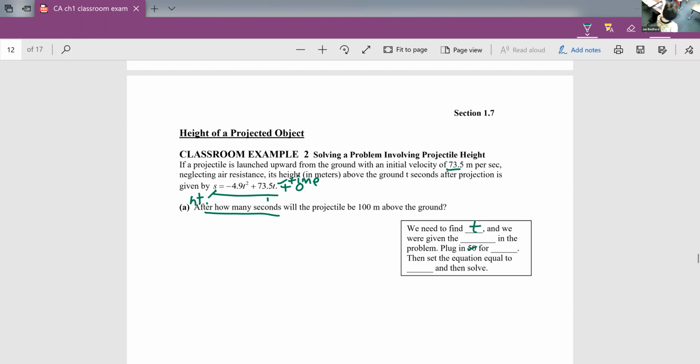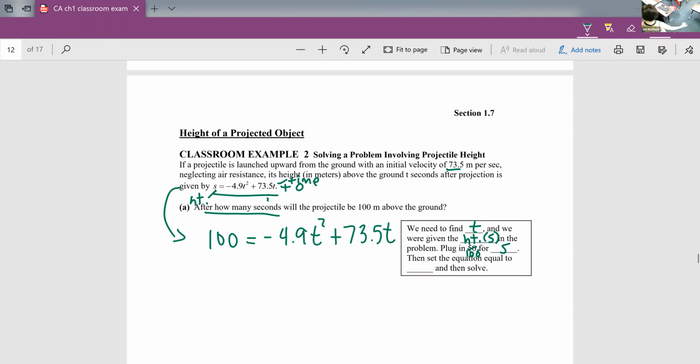Okay. So it means they must have given me, this number should be my what? The S, which is the height. So if they give me a number that represents height, where do you think I'm going to plug that in? That's right. We're going to plug in the number they gave us, 100, for S. So I'm going to take this equation and I'm going to put 100 equals negative 4.9 T squared plus 73.5 T.